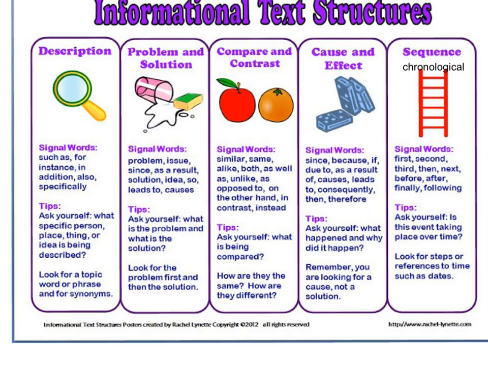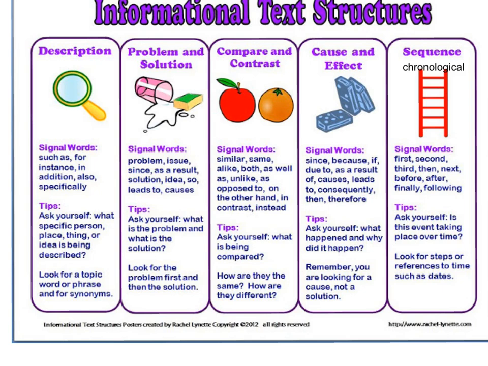We will now spend some time studying the informational text structure of sequence and chronological. And you can see here the picture of a ladder. That's because with sequence/chronological, the events are listed in the order in which they happened.